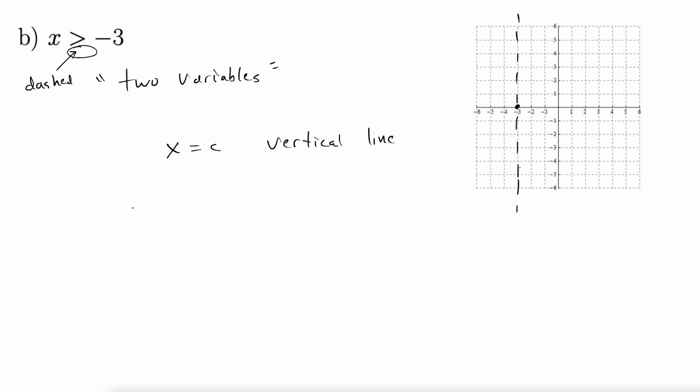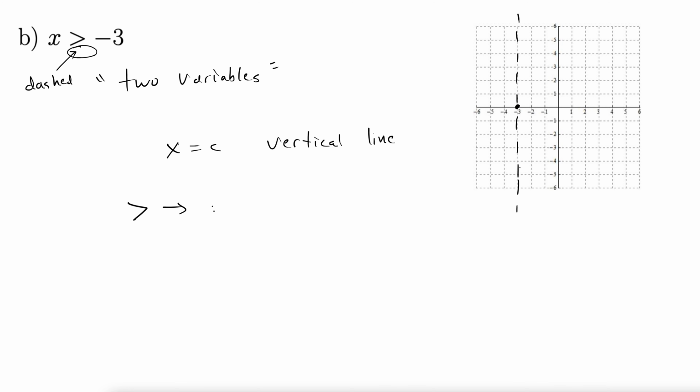And then if it's greater than, we shade to the right. And if it's less than, we shade to the left. And of course, this also holds for greater than or equal to, and this holds for less than or equal to. Okay, so this is x greater than -3, so we're going to shade off to the right. All right, something like that.